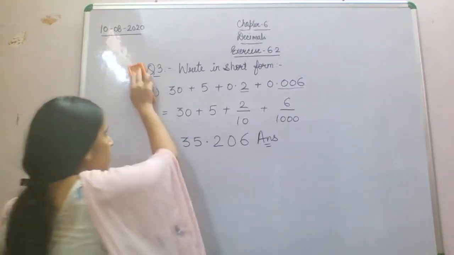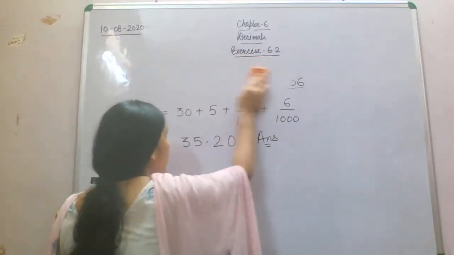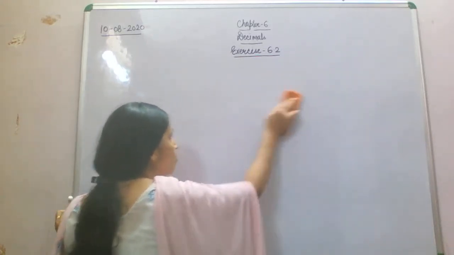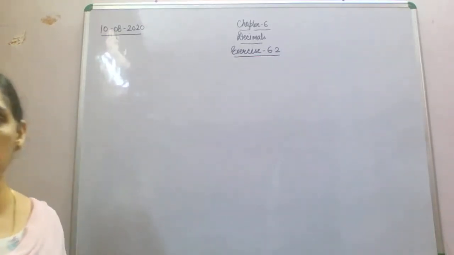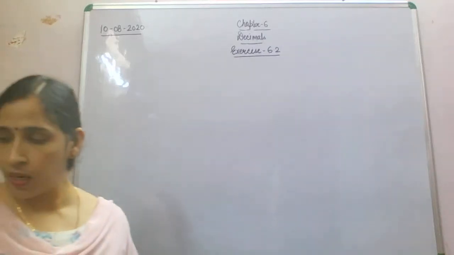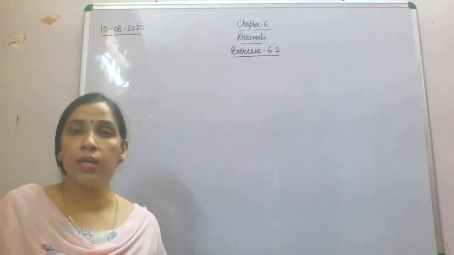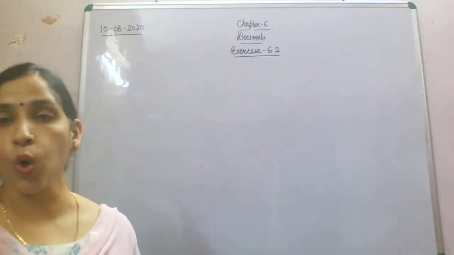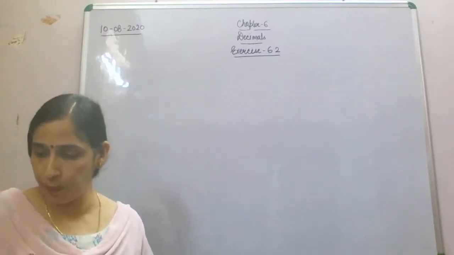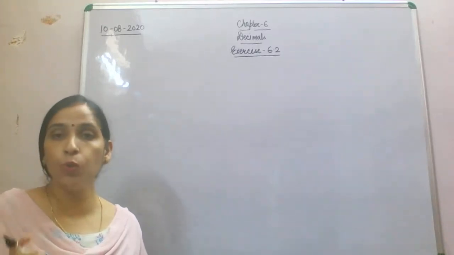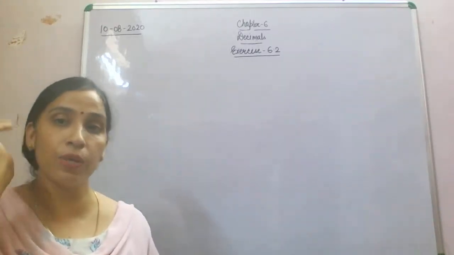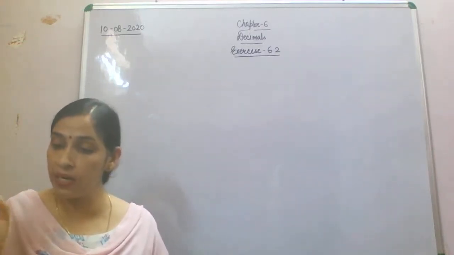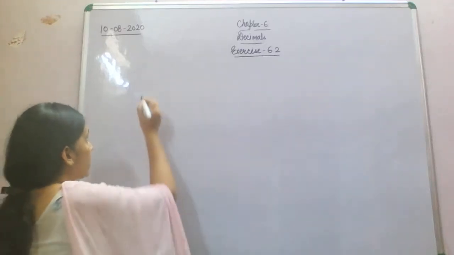Now next is question number 4 of the same exercise, that is related to writing the given number using the place value system or using a place value chart, and then finding the place value of the underlined digit. Now here you are supposed to make a place value chart in every question, and then you have to write the place value of the underlined digit. Now we'll start with that.